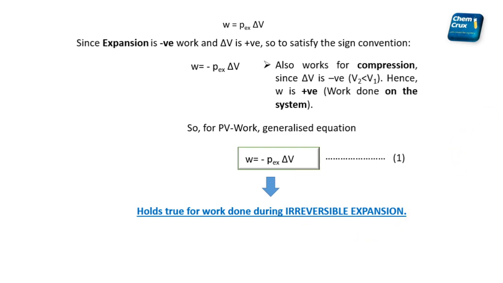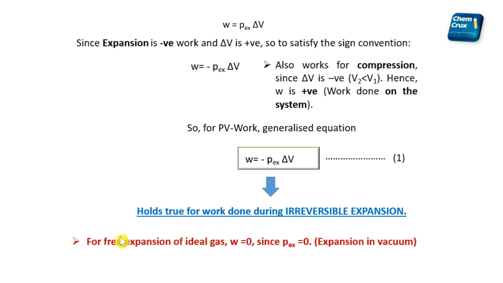Now coming to free expansion of ideal gas. Free expansion of ideal gas means expansion in vacuum. That is, there is no external pressure. P external is 0. Now if you see this expression, if P external is 0, work done will automatically be 0. So you must remember that for free expansion of ideal gas, work done is 0.